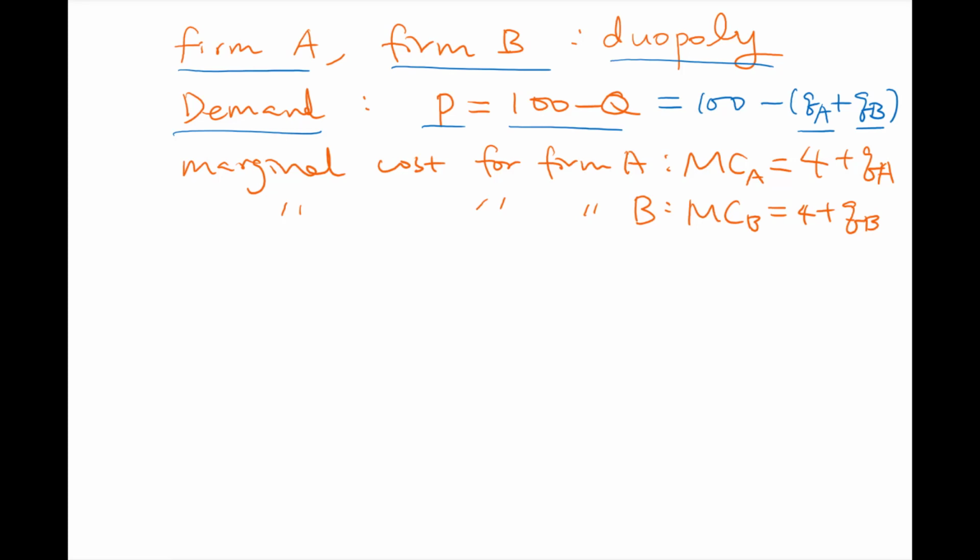The marginal cost for company A, MCA, is equal to 4 plus the quantity of output it produces. The marginal cost for company B is the same except with subscript B. So how do we find these companies' profit-maximizing or optimal quantity of output? First, think about company A. It tries to maximize profit by equating marginal revenue and marginal cost.